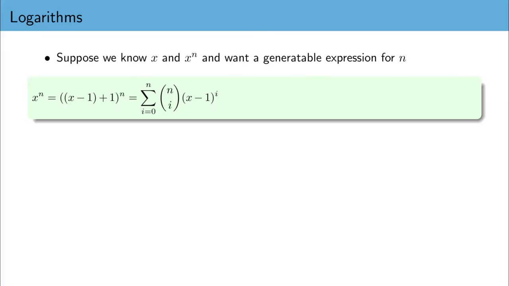Using the binomial theorem, we can expand x to the n out as the sum from i equals 0 to n of n choose i times x minus 1 to the i, which expands out like this.